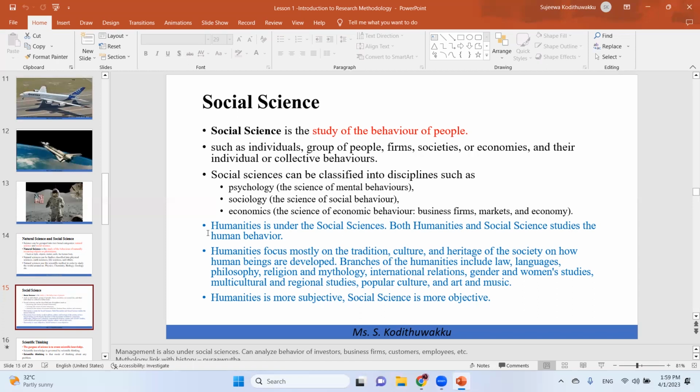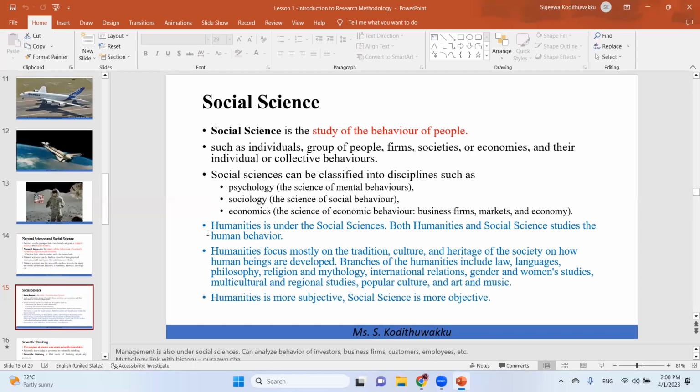So remember, humanities is basically based on our traditions, our culture, and our heritage. Heritage, again, as I mentioned earlier, comes from generation to generation, right? So branches of humanities include law, language, philosophy, religion, mythology, international relations, gender and women studies, multicultural and regional studies, popular culture, art, music. Now these subjects are considered humanities subjects or branches of humanities.